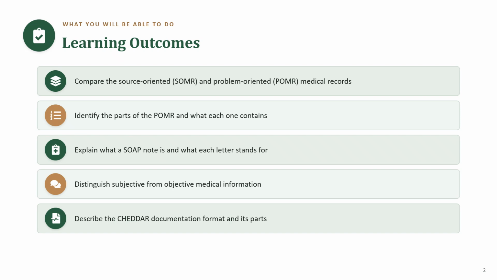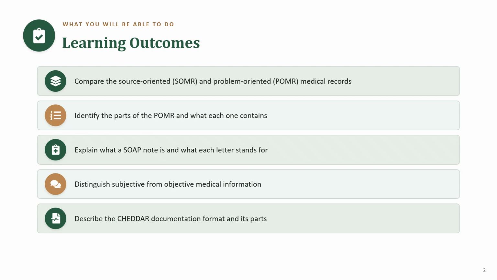Here are your learning outcomes. By the end, you should be able to do 5 things. First, compare the two big ways a record is organized, source-oriented and problem-oriented. Second, identify the parts of the problem-oriented record and what each part holds. Third, explain what a SOAP note is and what each of its 4 letters means. Fourth, tell subjective information apart from objective information, which sounds simple but trips people up constantly. And fifth, describe the Cheddar format and its 7 parts.